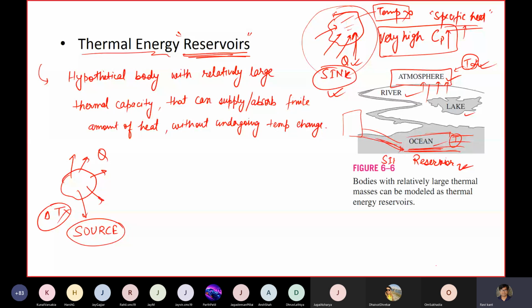Whereas sources are also a type of thermal reservoir, again having very high Cp values, very high specific heat. These are used, for example, as boilers in your steam power plant.